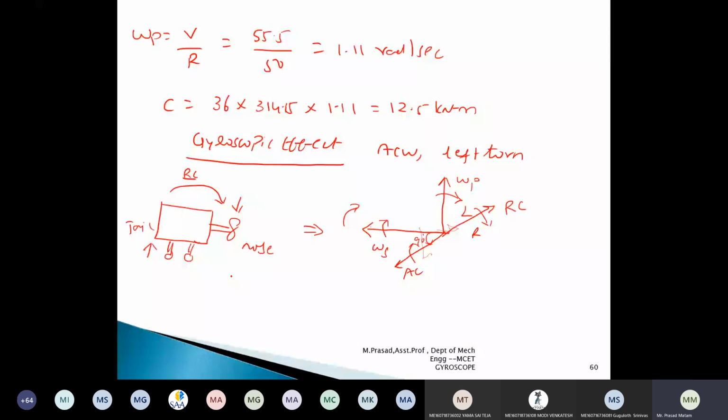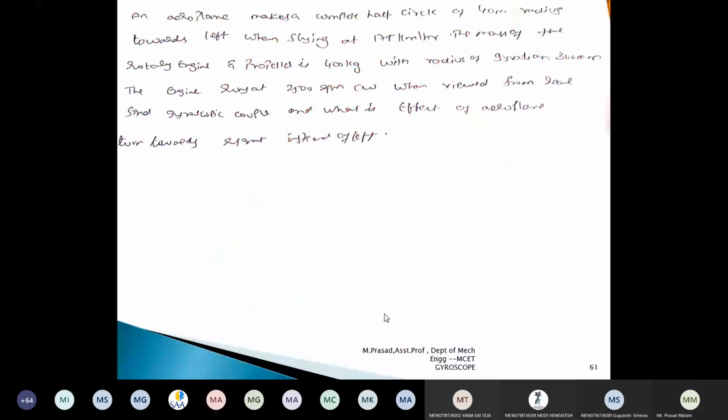The effect you can write here: dip nose and lift tail. Okay, this is how we can solve the problem. Let me go for one more problem. Same, I have just changed the data. Can anyone solve this one?